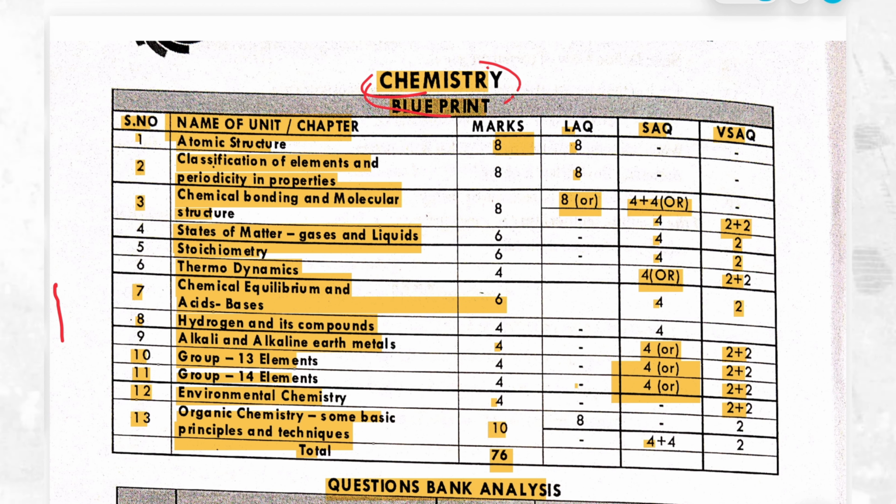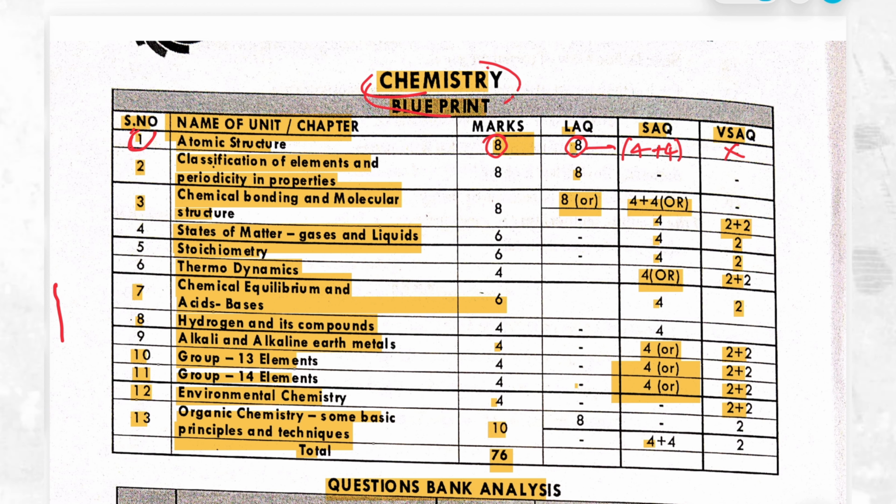All of you check it out. First one is atomic structure. Here we have 8 marks from this topic, and one LAQ is compulsory. Sometimes they ask this LAQ as two SAQs. This is very important. So the total weightage is 8 marks. Sometimes they ask a 4 marks question from atomic structure.